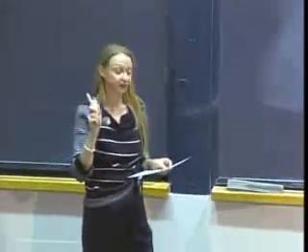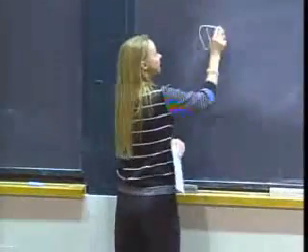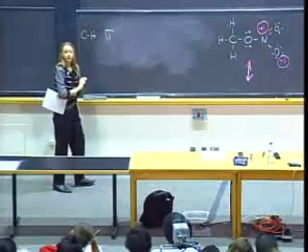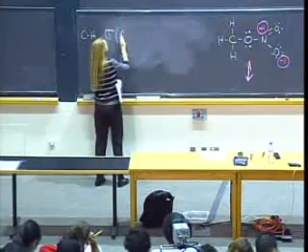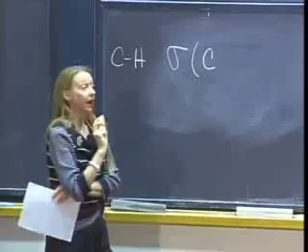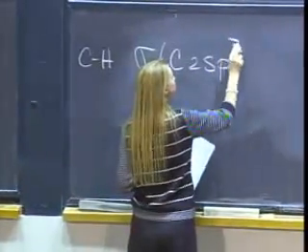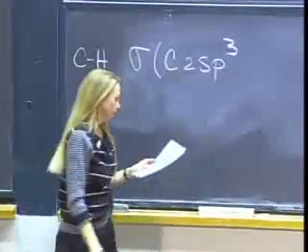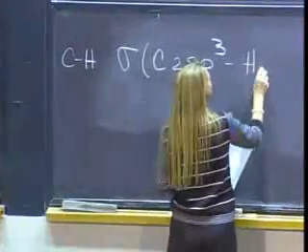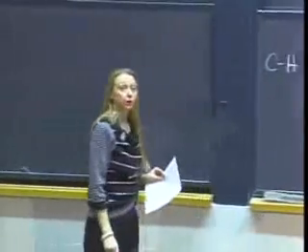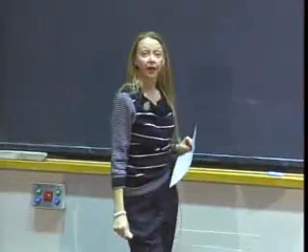All right, that's something to know. So what that means is that these carbon-hydrogen bonds are sigma bonds. They're sigma bonds formed between the carbon S2sp3 wave function and the hydrogen 1s wave function. All right, that describes the bonding in the carbon-hydrogen bonds.